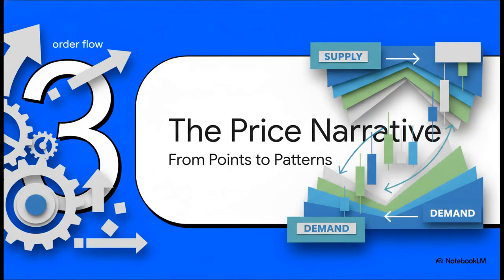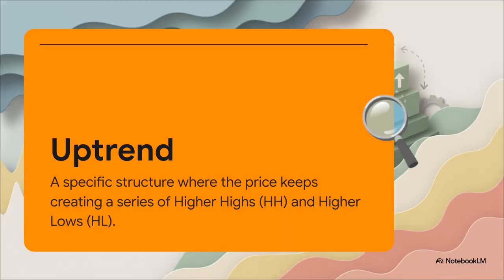Okay, so let's recap. We have the engine, that's order flow, and we have the key locations. Those are the supply and demand zones. Now let's put them together and start reading the actual story that the market is telling us through its patterns. The most basic story in any market is a trend.